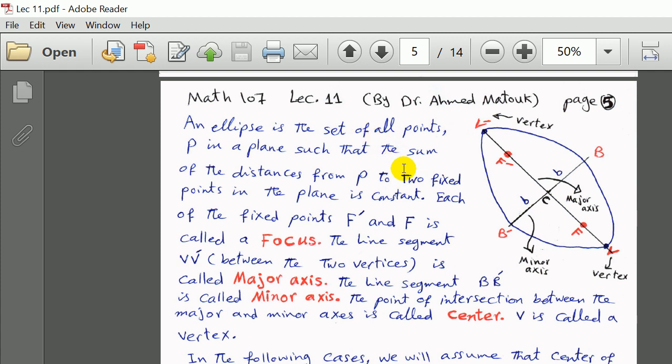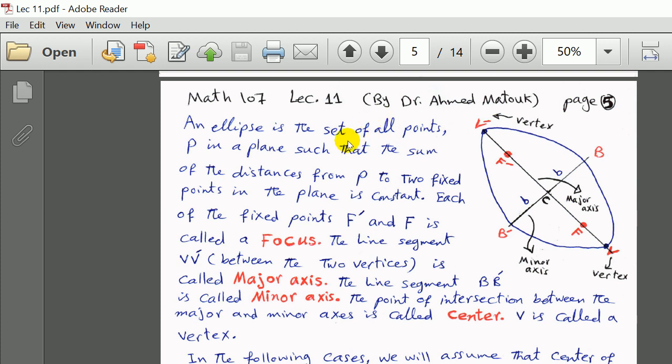The distance from the vertex V to the center is called a. This point B is called the center. A perpendicular line joining B and B dash is called 2b and has the name minor axis. So the length of the minor axis is also 2b.